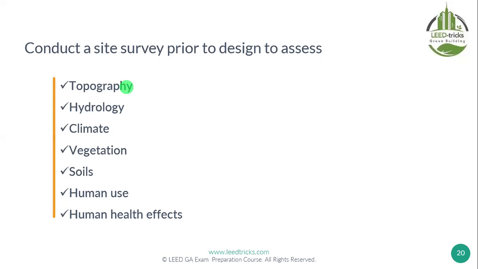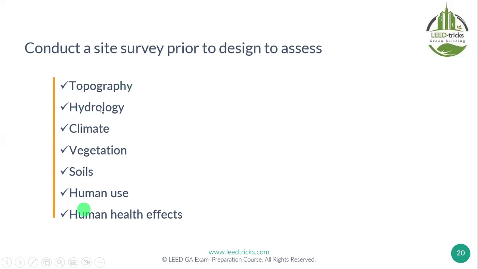Hydrology, the water bodies and so on: do we use them, get rid of them, change them, or reroute them? The climate: I'm designing a building in a hot climate or a cold climate, and it has a dramatic impact on my design. Vegetation and soil: the type of soil will impact, for example, the foundation, the concrete design decisions, civil engineers' work and so on. Human use: was this site used before by anyone? Any health impact on humans? Any hazardous material within the site? So you need to remember all this.